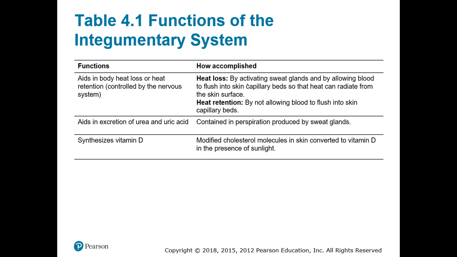So for heat loss, we have heat loss by activating sweat glands and allowing blood vessels to flush to skin capillary beds, and that heat can be radiated off our skin. But if we want to retain heat, we prevent blood from going to that layer of the skin, and it keeps the heat from the blood deep in our body.